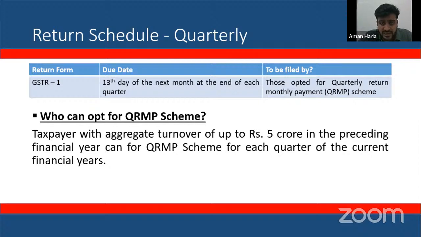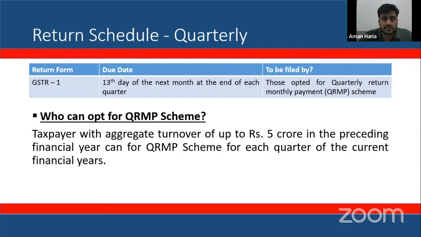So we've discussed that QRMP scheme, but who can opt for it? What the government is saying is that taxpayers who have an aggregate turnover up to 5 crores in the previous financial year can opt for this QRMP scheme for each quarter in the next financial year. So if you have a turnover of less than 5 crore in say FY 21-22, then for each quarter, April to June, July to September of the next year, you can select whether you want to opt for this QRMP scheme or you want to be a normal taxpayer.